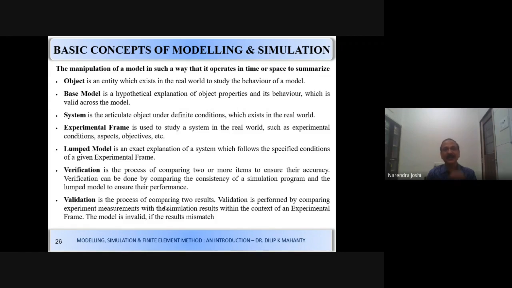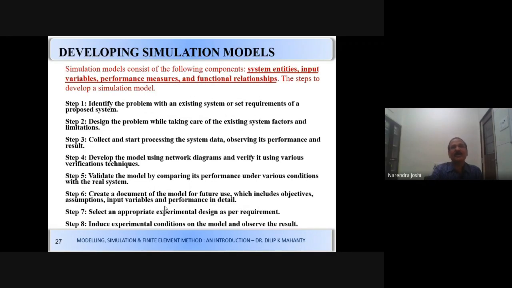Whereas validation is the process of comparing 2 results. It is performed by comparing experiment measurements with their simulation results within the context of an experimental frame. The model is invalid if the results mismatch. So if you see verification, it is with the lumped model, and if you see validation, it is with the experimental frame. So these are the basic concepts of modeling and simulation.